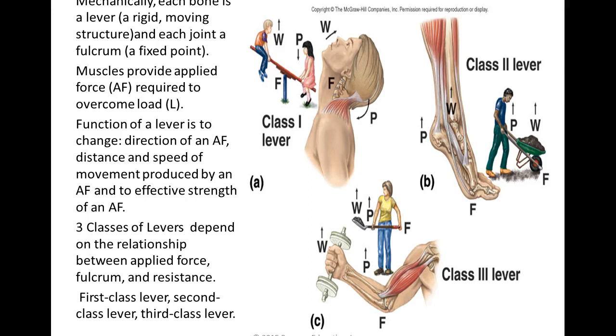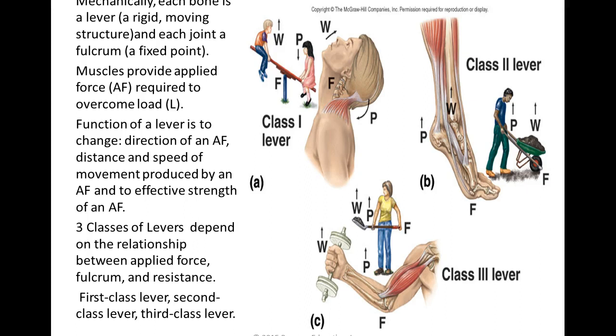The function of a lever, of the bone, is to change the direction of the applied force, also distance and speed of movement of the muscle, and then affect the amount of strength the muscle needs. So the amount of applied force needed is facilitated by that lever. There basically are three classes of levers that we find in the body, and that is based on the relationship of applied force, fulcrum, and resistance. So first class, you see here, is like a seesaw.